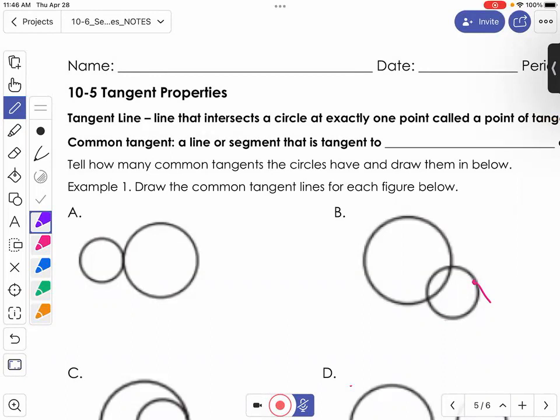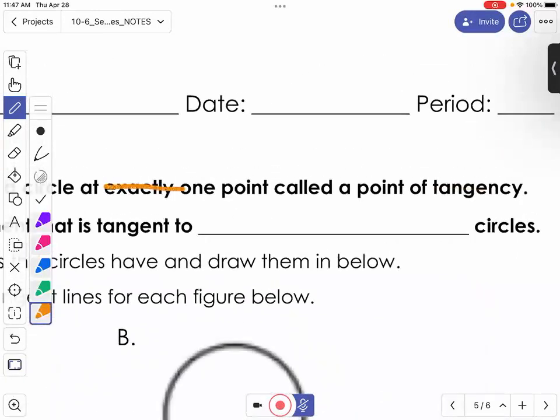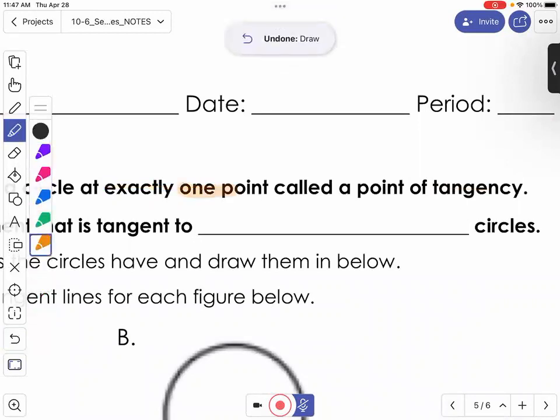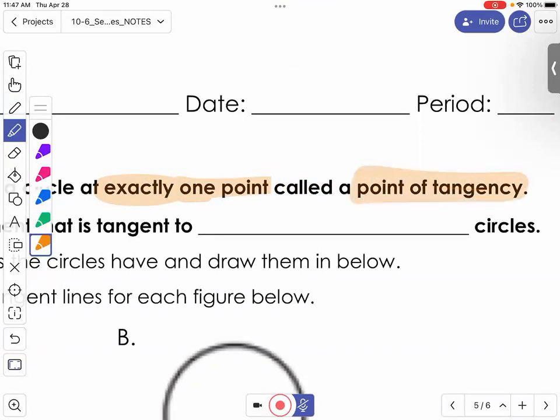Tangent properties that could possibly happen. So we already know from a previous section that a tangent line is a line that intersects the circle at exactly one point, which is called the point of tangency. So if I tell you you have a tangent line, you automatically have that point of tangency, and vice versa. If I tell you you have a point of tangency, then the line must be tangent to your circle.